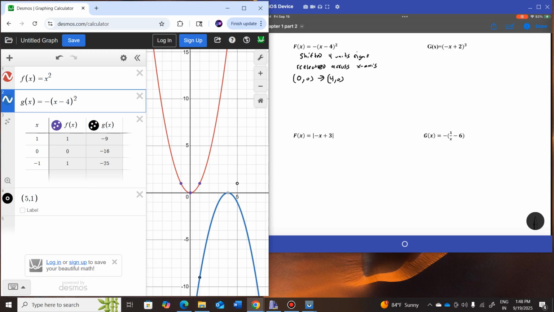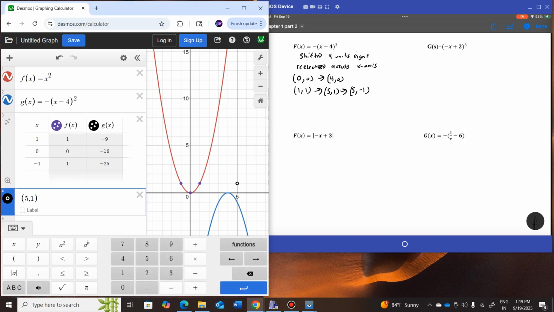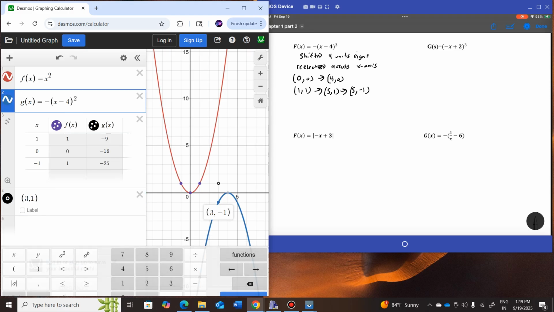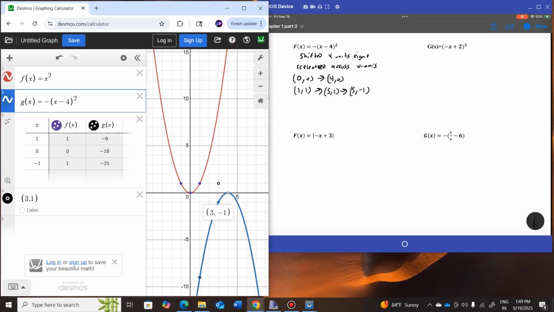So (1, 1) goes to (5, 1), which goes to (5, -1). And then (-1, 1) goes to (3, 1). That's your intermediate point. And then it gets flipped over to (3, -1).